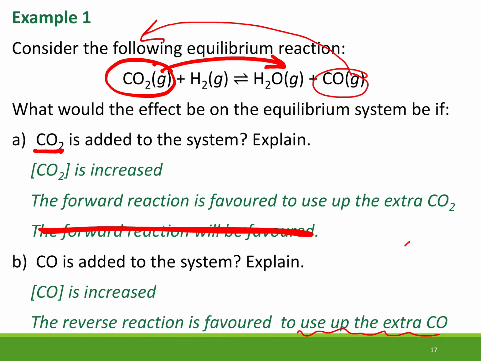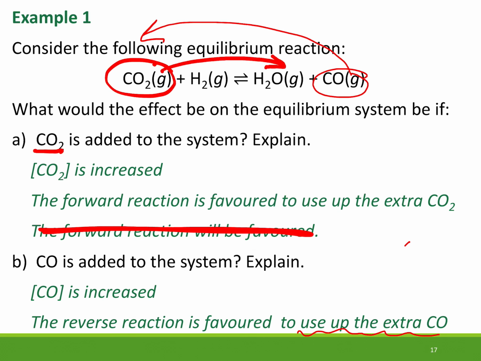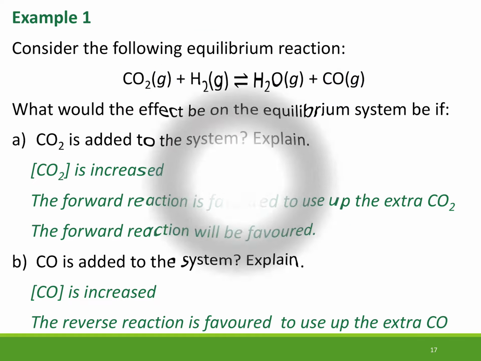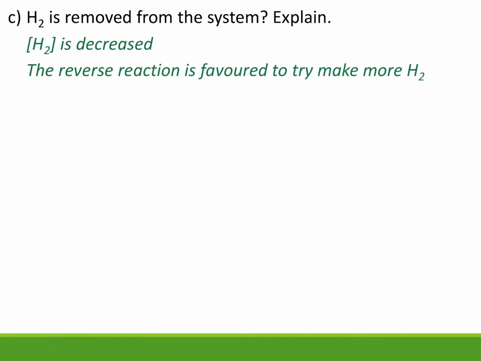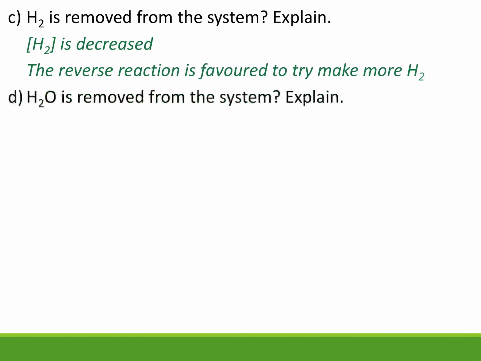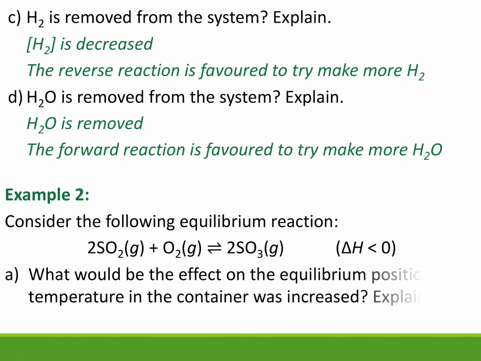Okay? Great. H2 is removed. Well, if we go back to the reaction, H2 is one of the reactants. If I take out a reactant, then I'm going to favor making it. So, concentration of the H2 is decreased. The reverse reaction is favored to try and make more H2. When H2O is removed, the forward reaction is favored to try and make more H2O. Very, very simple.